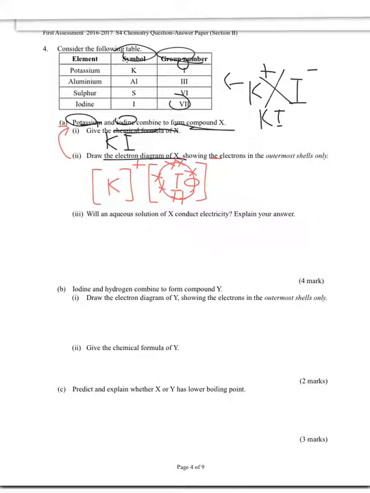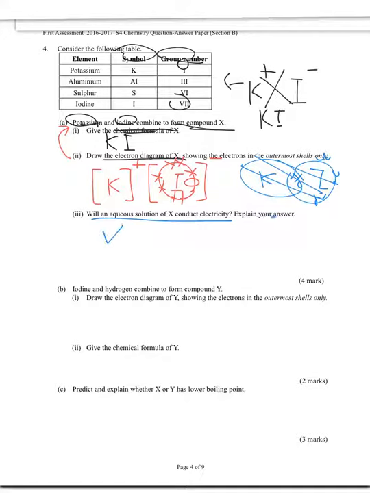Some of you, of course, got the correct answer, but please follow the sequence. First find out whether it is ionic or covalent, then draw the appropriate electron diagram. I still find some answers very horrible, like this one, K sharing 1 electron with iodine. Please don't mess it up. Now, will an aqueous solution of X conduct electricity for an ionic compound? Yes.